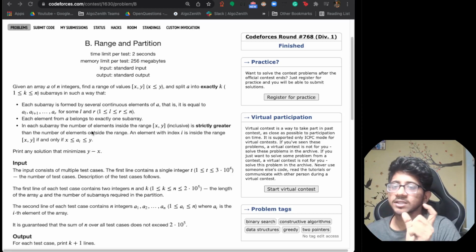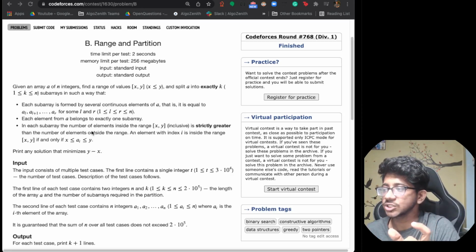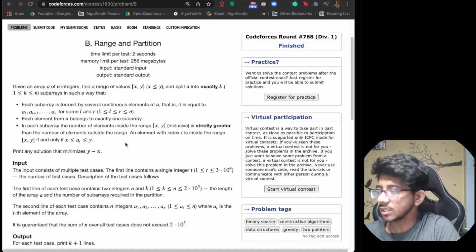So we have to find the smallest range x to y such that we can split the array into exactly k subarrays, such that in every subarray that we have split it into, the number of elements inside the range is strictly greater than the number of elements outside the range, right? Cool.